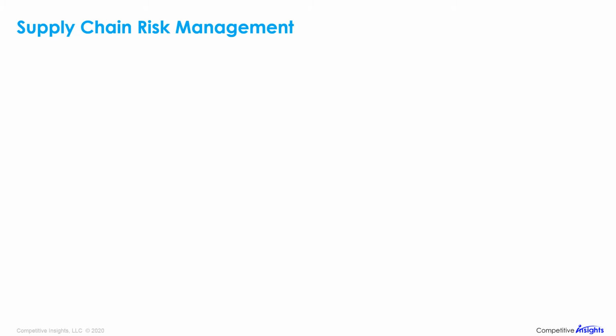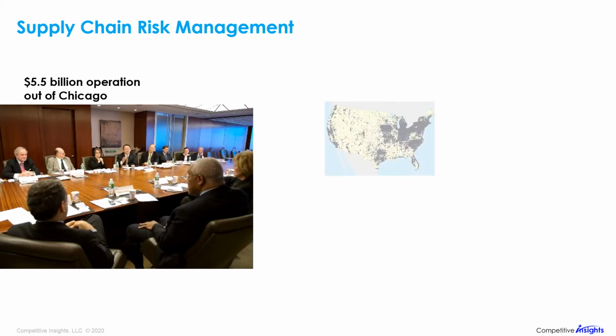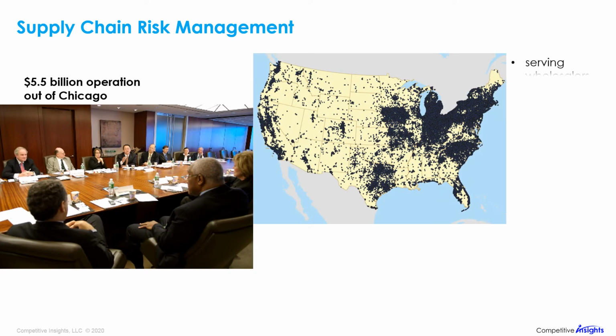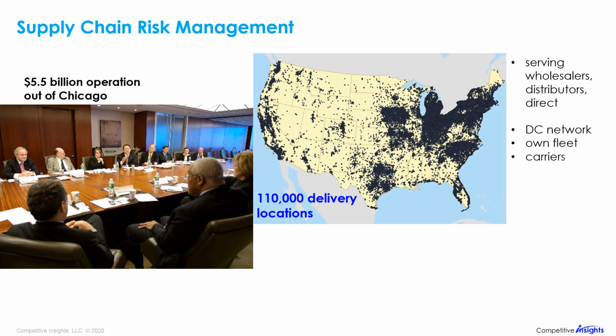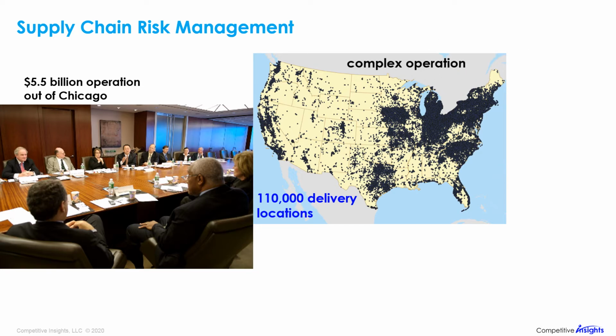So another story. This is a $5.5 billion operation out of Chicago. They serve through wholesalers and distributors and direct to their customers, and they have 110,000 delivery locations associated with their operation. A large DC network, their own fleet. They have carriers, 3PLs, et cetera. So a very complex operation.